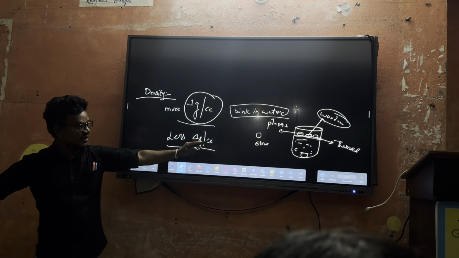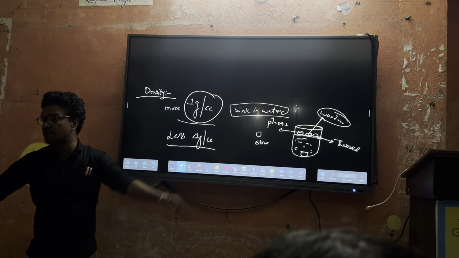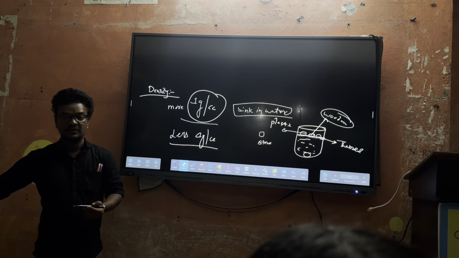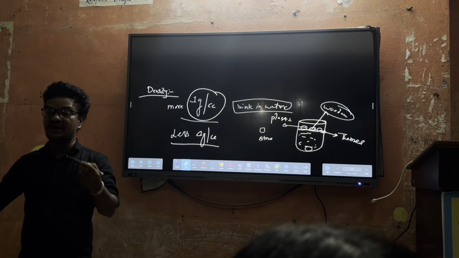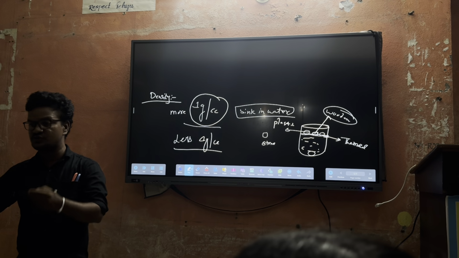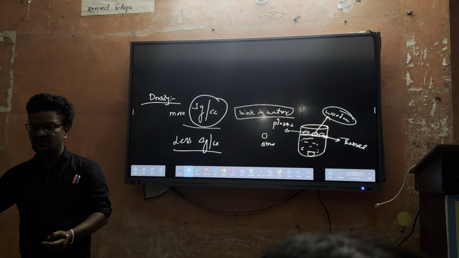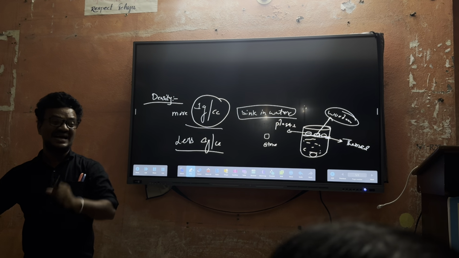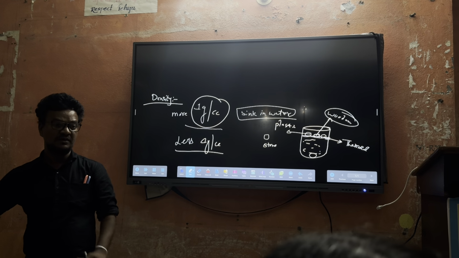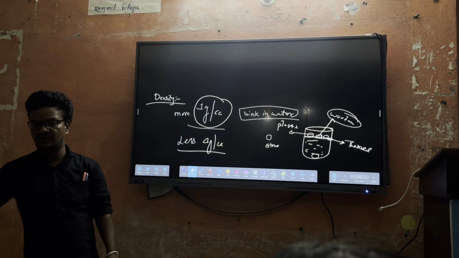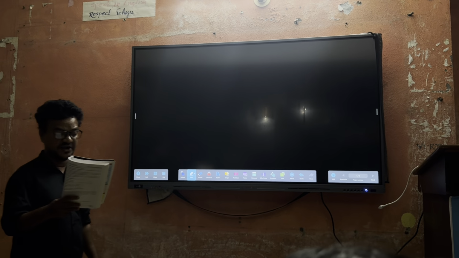Which types of materials sink in water? Give the examples: stone, coin, metal objects, iron objects, sand. Next, floating objects examples: thermocol, plastic, wood, paper, polythene sheets. These types are the ones that float on water.